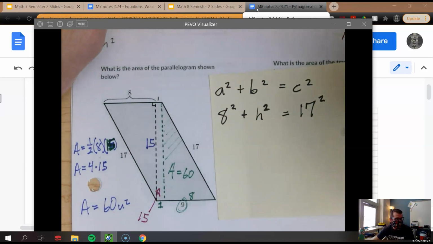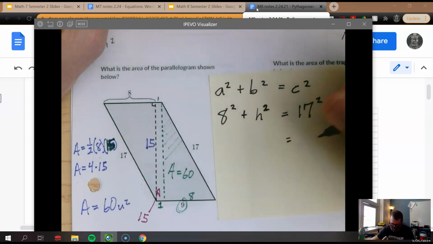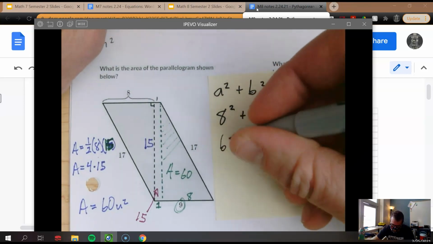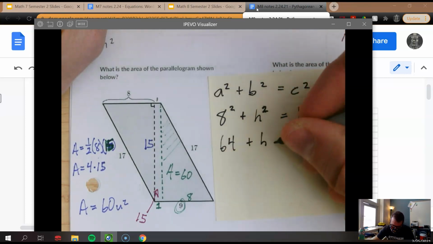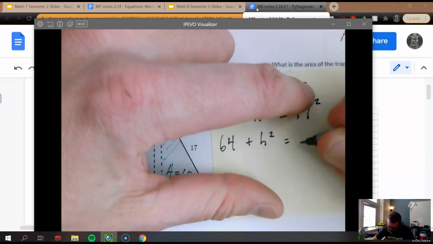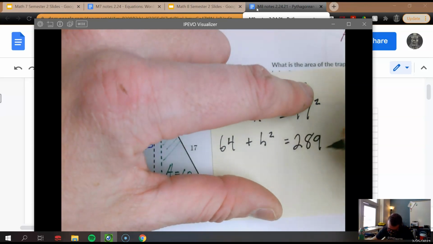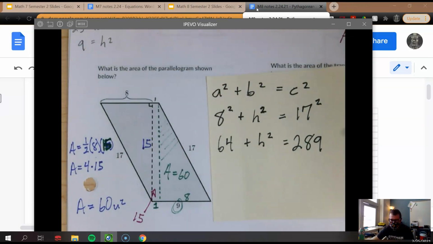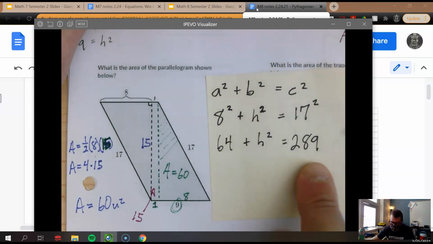This is when we got to use our calculator to help us out, because I sure don't know what 17 squared is. 8 squared I do know. What is 17 squared? 289. I know, some of you memorized them. I know up to 15 squared. After that, I get a little confused.